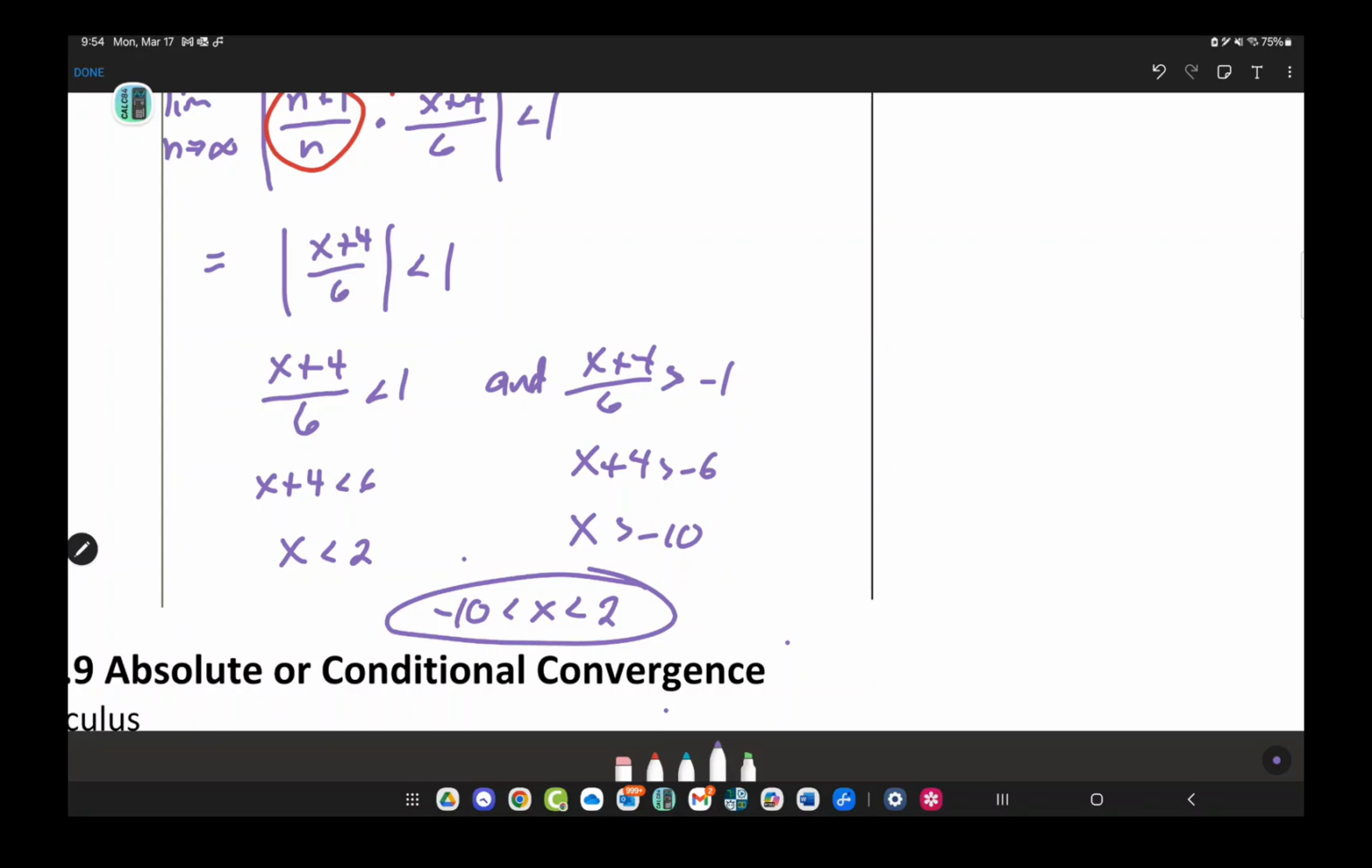Why did you keep the absolute value all the way there? This question isn't asking whether this converges absolutely or conditionally or diverges. It asks when does this converge absolutely, and that's when the limit as n goes to infinity of the absolute value is less than 1.